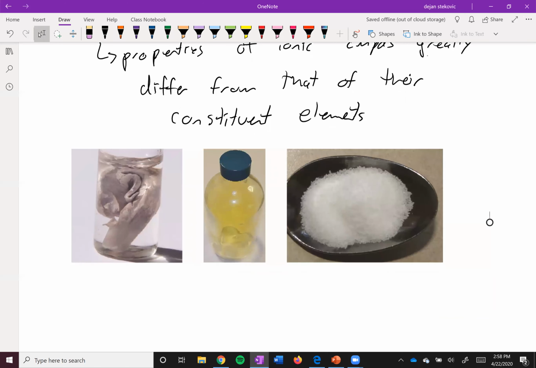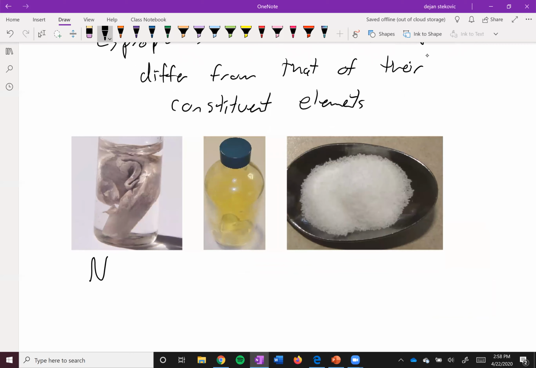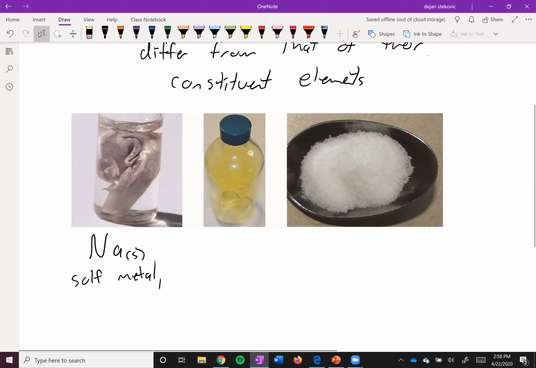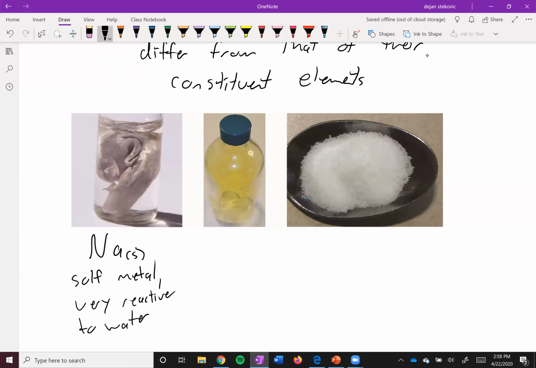On the left here, we have solid sodium metal, and it's stored in oil. Sodium is a very soft metal. You could take a butter knife and cut through it very easily. The reason it's stored in oil is that it's very reactive to water. So Google up alkali metals reaction with water.